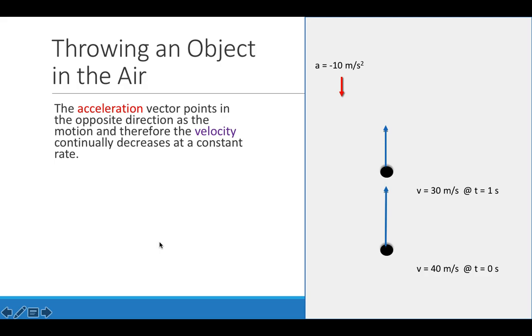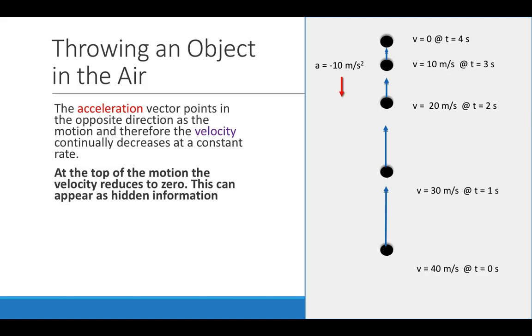So after 1 second, it's only going 30. After 2 seconds, it's only going 20. At 3 seconds, it's going 10. And at 4 seconds, it's going 0. So at the very top of an object's trajectory, when it's traveling vertically upward, the velocity at the very top, for an instant in time, will always be 0.